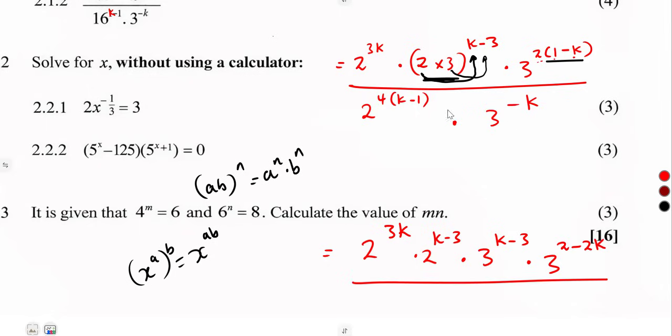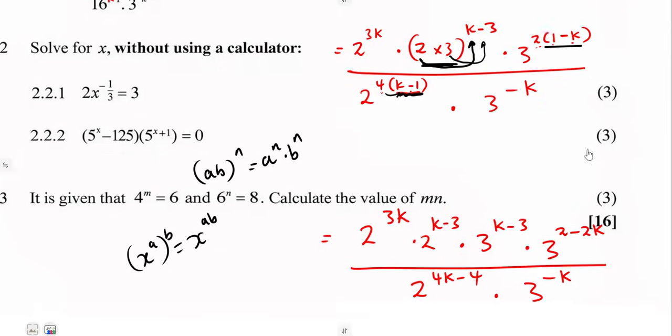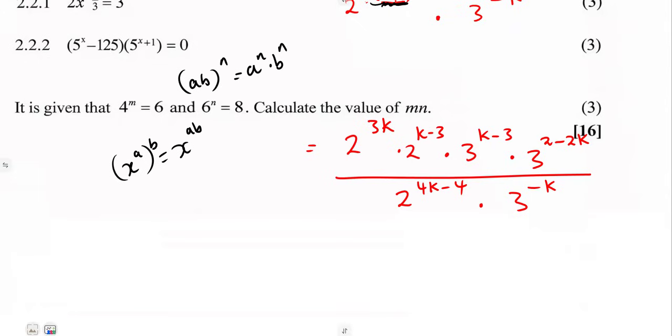Everything over what? Same concept here, exponent and exponent. So you're going to multiply. So it's 2 to the exponent of 4 times what? This part of k minus 1. So that's 4 times k, which is 4k, 4 times minus 1, which is minus 4, times 3 to the exponent of minus k. All right, so this is what we have.